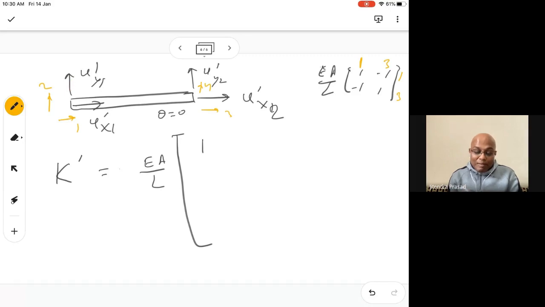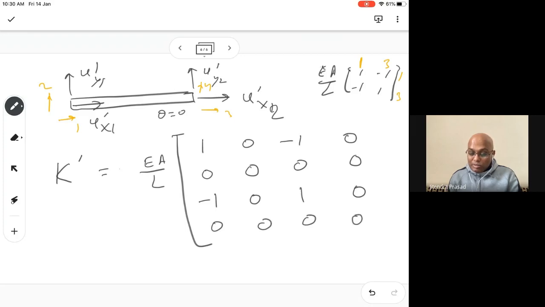So if we have to convert from the 2 by 2 system to a 4 by 4 system for this one, we simply fill up from here. So it will be 1, 0, minus 1, 0. Then we write 0, 0, 0, 0, because we don't have any number 2 here, so all zeros. Then we have minus 1, 0, 1, 0, then 0, 0, 0, 0.